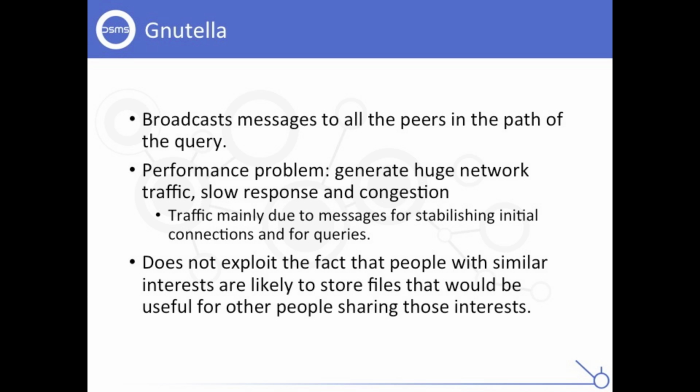The next peer-to-peer system is Gnutella. This system broadcasts messages to all the peers in the path of the query, but this approach has a performance problem. It generates huge network traffic, slow response, and congestion. This traffic is mainly due to messages for establishing initial connections and for queries. Also, Gnutella does not exploit the fact that people with similar interests are likely to store files that would be useful for other people sharing those interests.